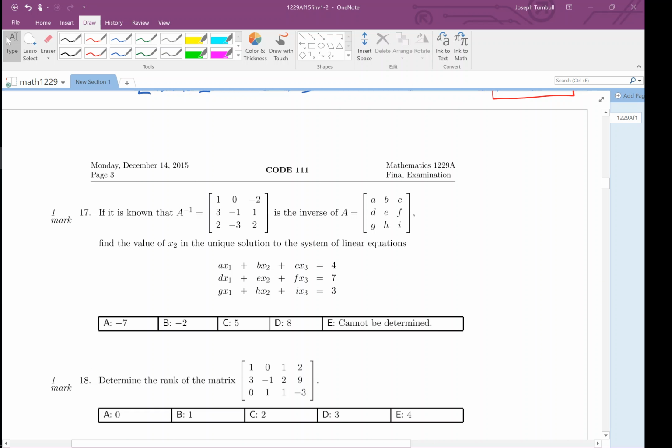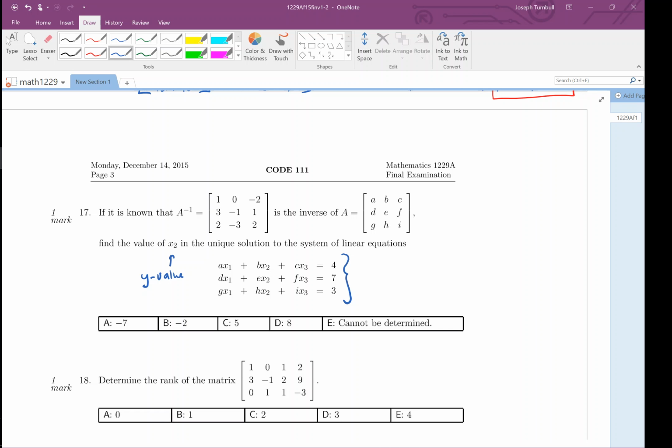Okay, 17. We're given the inverse of a matrix, where the original matrix, A, is filled with letters. And then we're asked to find the value of x2. So that's the y value. In the unique solution to the system of linear equations, written in a really bizarre way, this is a classic question. You have to expect this type. It's one of the main reasons why you learn how to find an inverse.